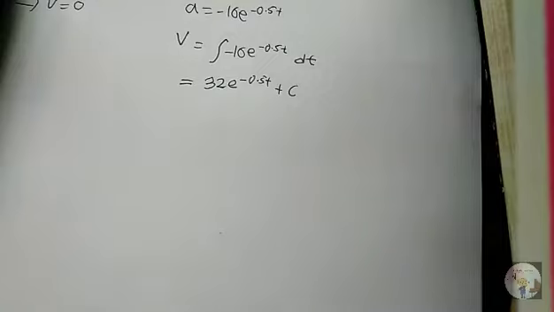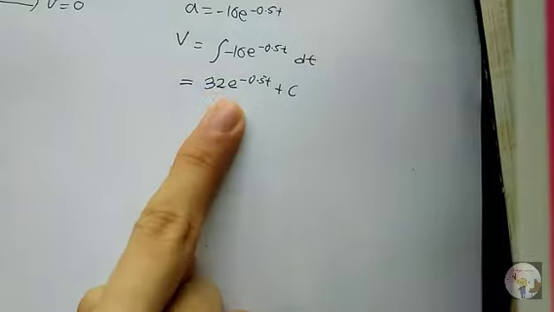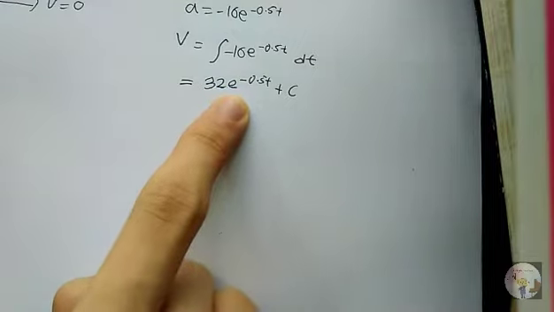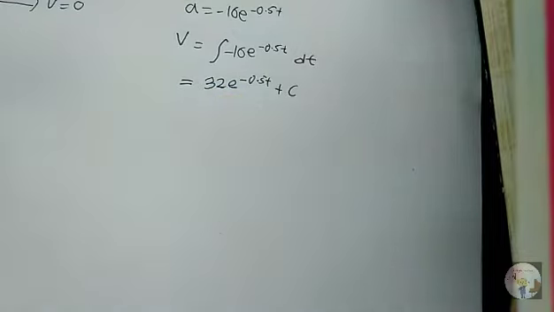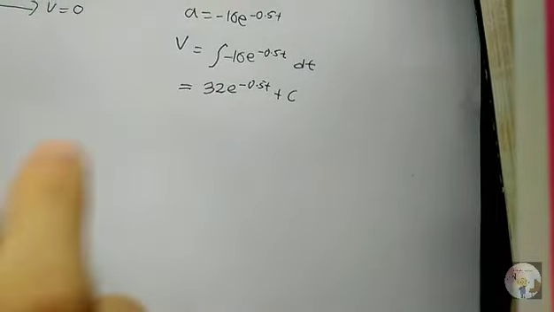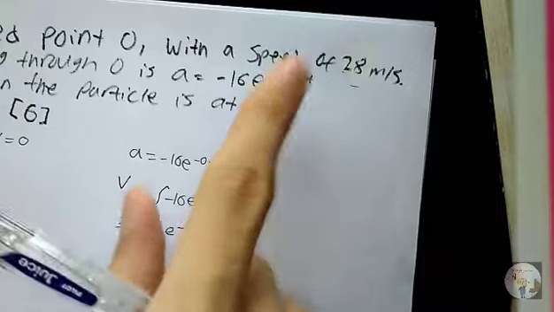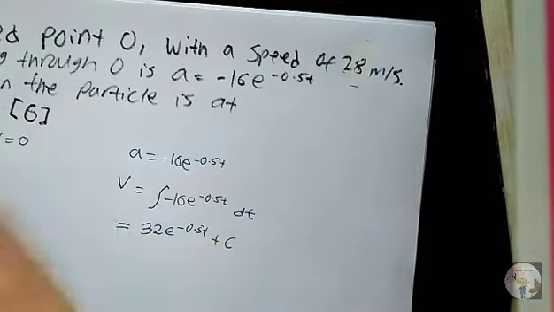Now, let's look at the next piece of information. Anyway, if you cannot integrate this, please go and revise the integration of exponential functions, because that's the basic thing, and without the basics you can't do this. Okay, next. With a speed of 28 meters per second, speed is velocity, v.